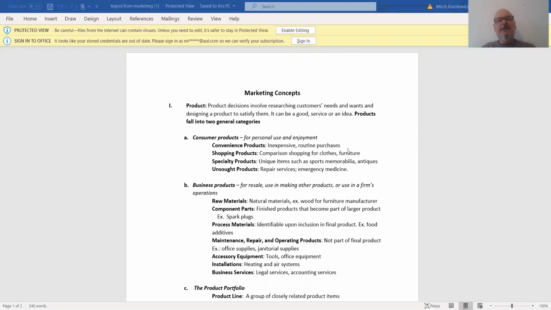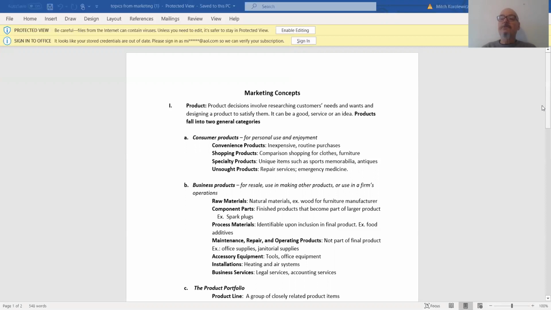Those are consumer products. You also have business products, including raw materials. If you're a furniture manufacturer, maybe it's wood and steel and cloth. Component parts, which are finished products that become part of a larger product. Think spark plugs in a car. Process materials, a good example of those are food additives, and so on and so forth. I want you to be aware of those types of products.